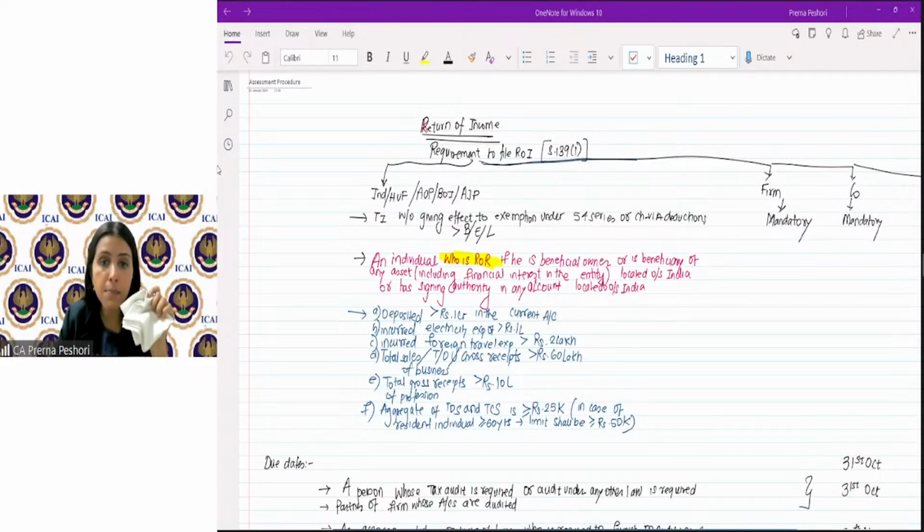Shankara, yes, if an assessee has passed away, the family members can file even the updated return. Okay. Any other question?